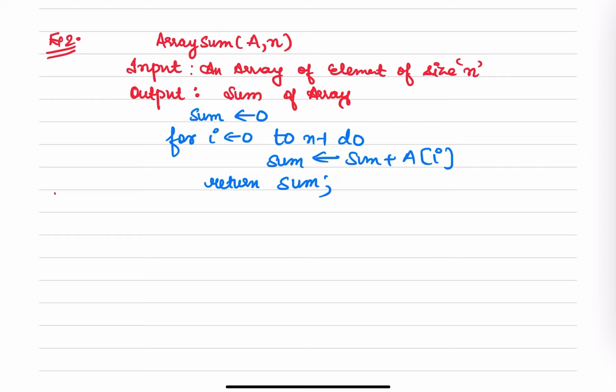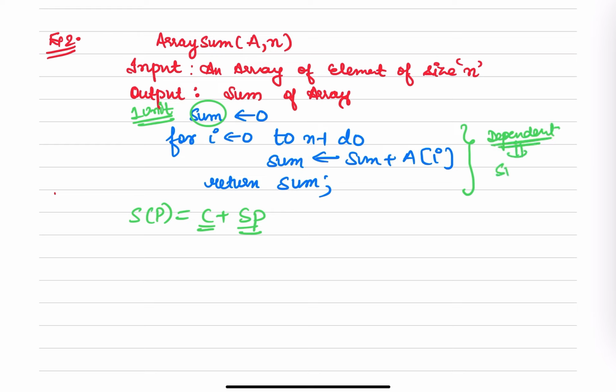So what do you think? I remember that the space complexity of a program is C plus S of P, where C is the constant part for local variables, and S of P is the dependent or auxiliary part. In this case, I can see that sum will hold some constant unit, so 1 unit of constant space. And if you see that this particular loop will keep on iterating, so this becomes dependent on the size of our array, right?